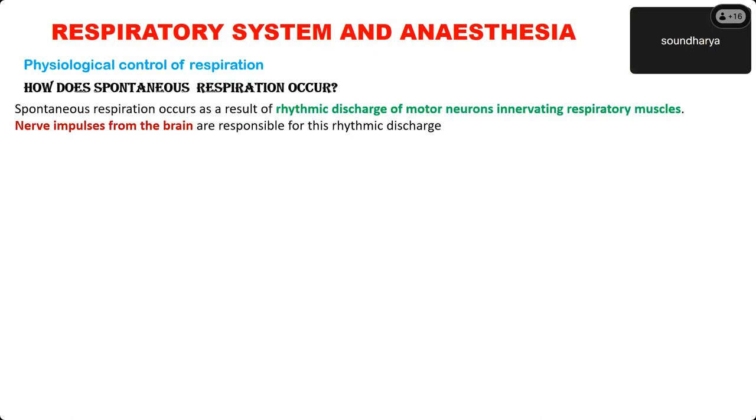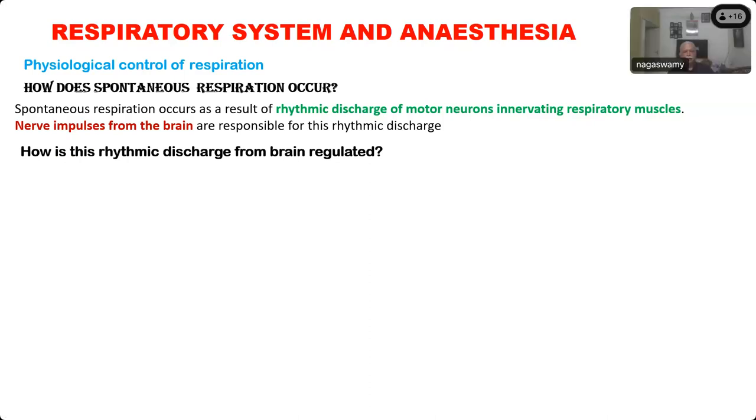So spontaneous respiration occurs as a result of rhythmic discharge of motor neurons innervating the respiratory muscles. So the nerve impulses from the brain are responsible for these rhythmic changes. Your answer is correct. It is from the brain and it is rhythmic. That is, it should stimulate the inspiratory center first, then stop that and then stimulate the expiratory center, because there are two different centers, one for inspiration and one for expiration. So this should go on a rhythmic scale. Now the next question that comes is, how is this rhythmic discharge from the brain regulated?